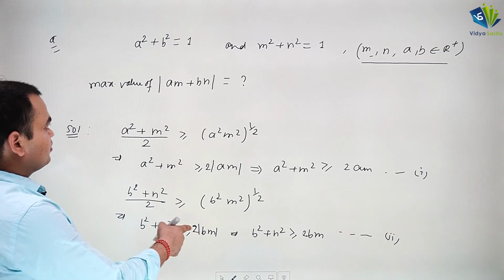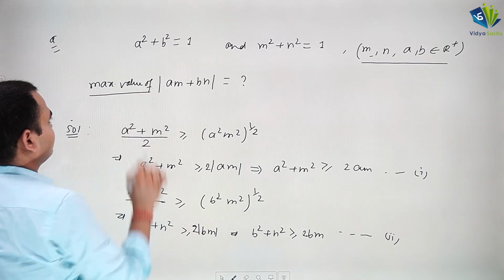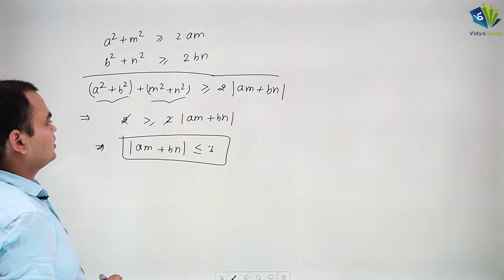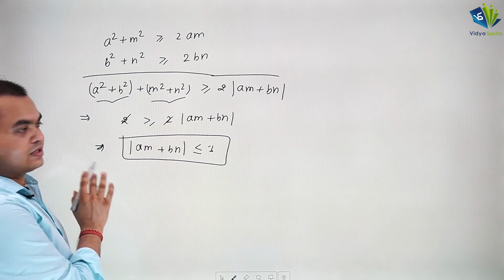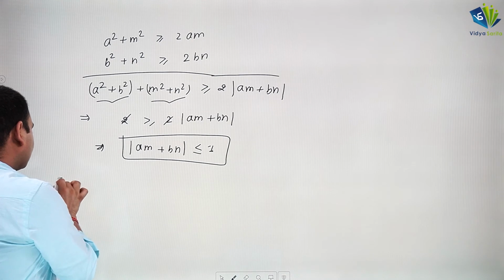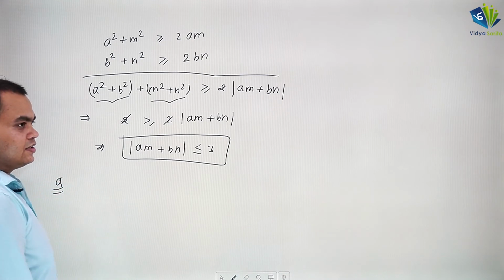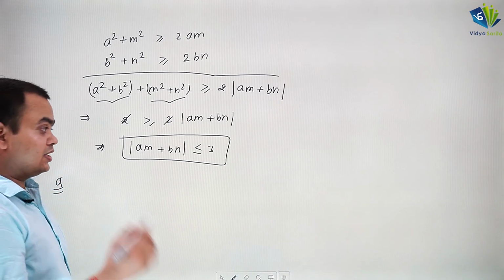Now you can see it was asked the maximum value of am plus bn, and we have calculated am plus bn less than or equal to 1, meaning the maximum value is 1. Now one question was asked in IIT in the year 2011. Let us see the problem.